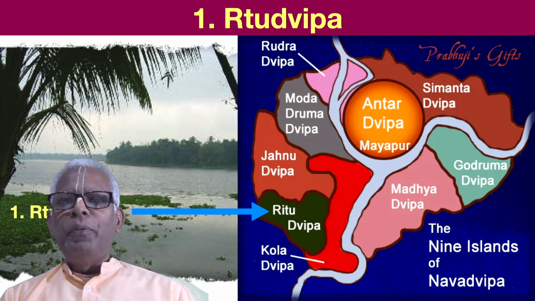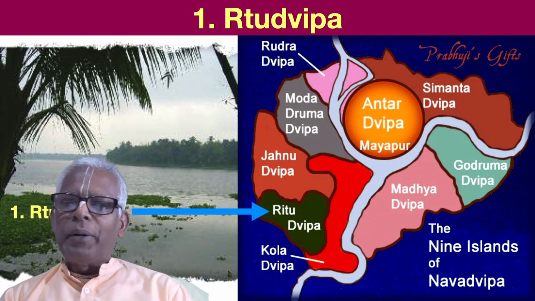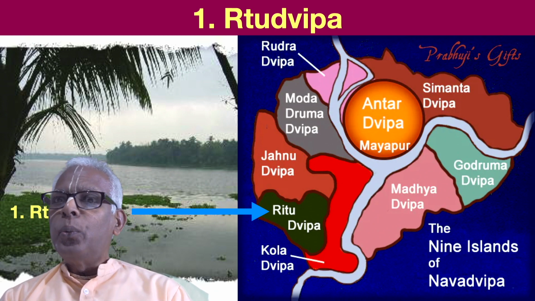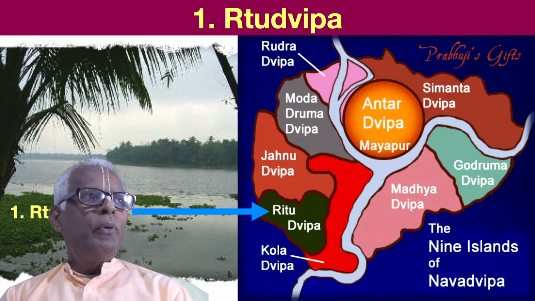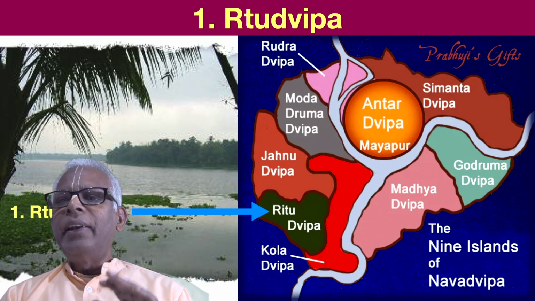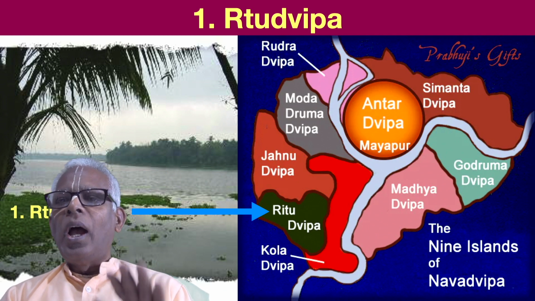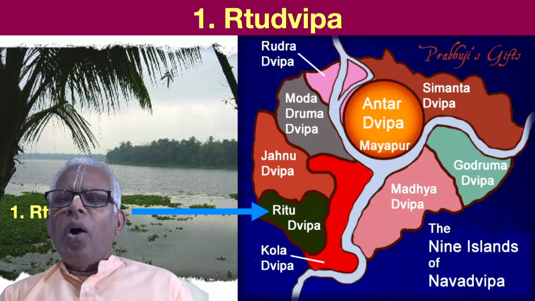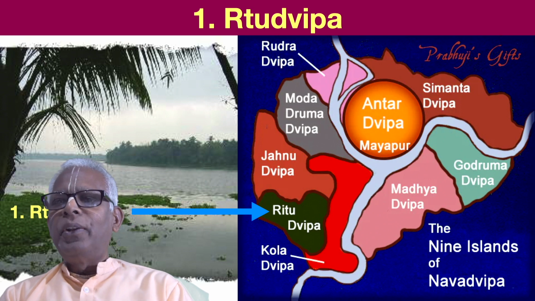As we have seen before, every place in Vrindavan is mapped to Navadvipa Dham. This Rtudvipa is non-different from Radha Kund of Sri Vrindavan Dham. Also, I told you before that the nine islands are the nine angas of bhakti, and Rtudvipa corresponds to the Archanam process of devotional service. All six seasons are present in Rtudvipa. This is something very special.